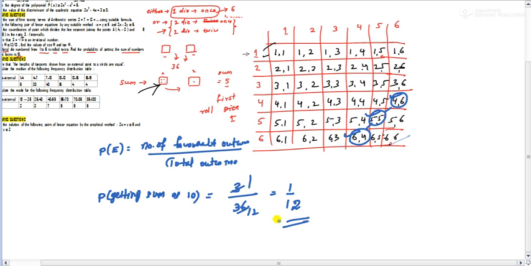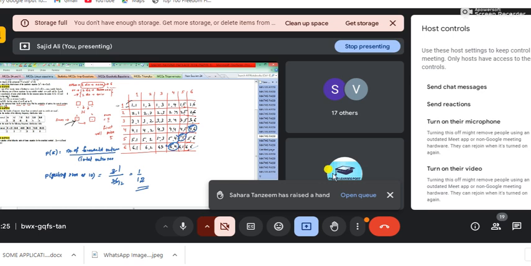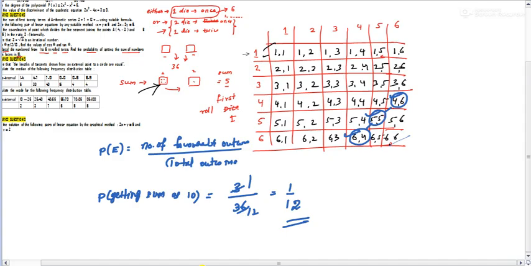Have you guys understood? If you have any doubt, please do ask. I will unmute so that you can ask. Yes, those who have raised their hand, can you ask me what is your doubt?